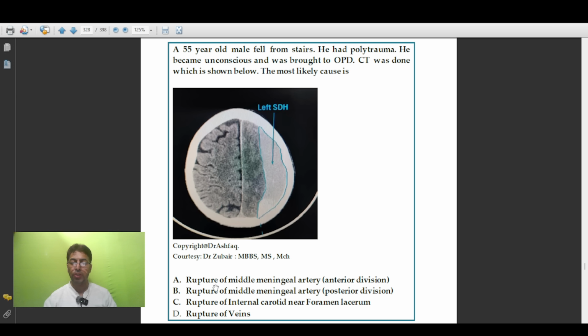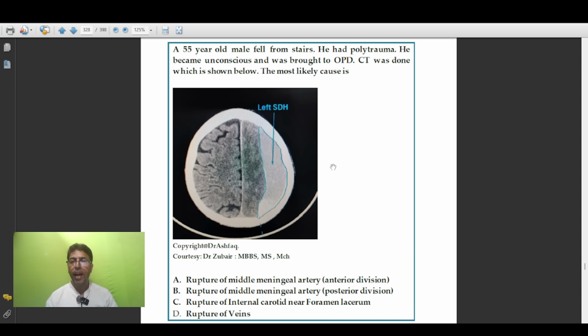Rupture of middle meningeal artery, anterior division, rupture of middle meningeal artery, posterior division, rupture of internal carotid artery near foramen lacerum, rupture of the veins. Now, if you see, combine your knowledge of anatomy, surgery, radiology, you are aware that there are three types of hemorrhages, and one is the EDH, second is the SDH, and third is the ICH. So EDH, extradural hematoma or epidural hematoma. The SDH, the subdural hematoma. The ICH, the intracranial hemorrhage or the parenchymal hemorrhage.